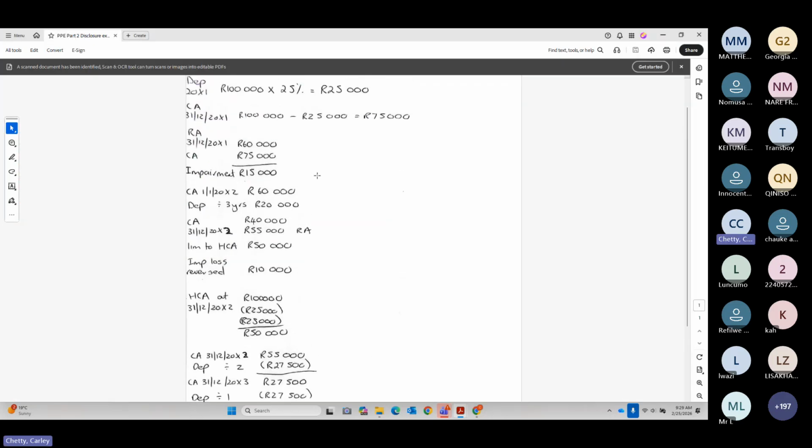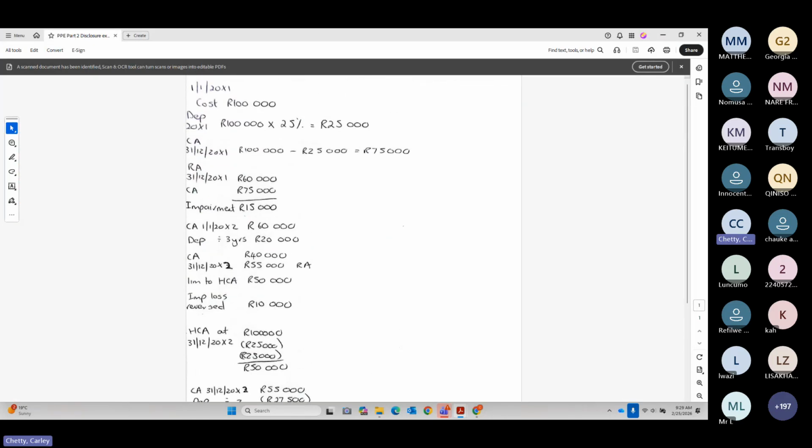So if we look at this question here, they told us that the cost was 100,000 Rand. I will upload these workings onto Moodle, so you don't need to write it down. The cost of the asset was 100,000 Rand, and it's depreciated at 25% per annum. If we want the carrying amount on 31 December 20X1, because we need to compare the carrying amount to the recoverable amount they have given of 60,000 Rand.